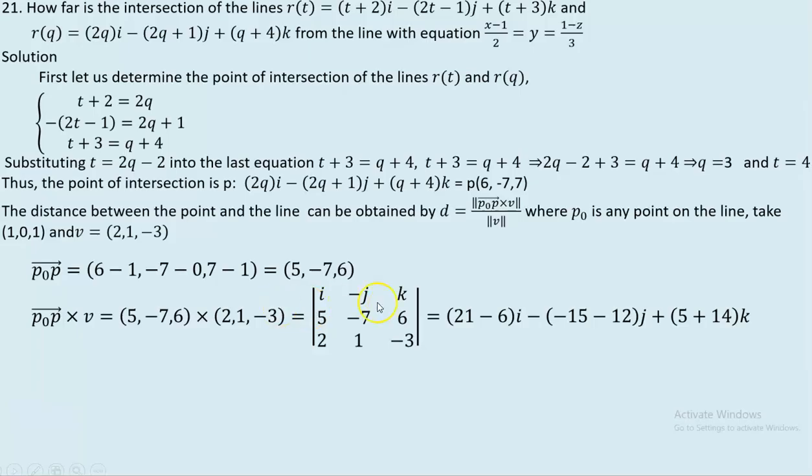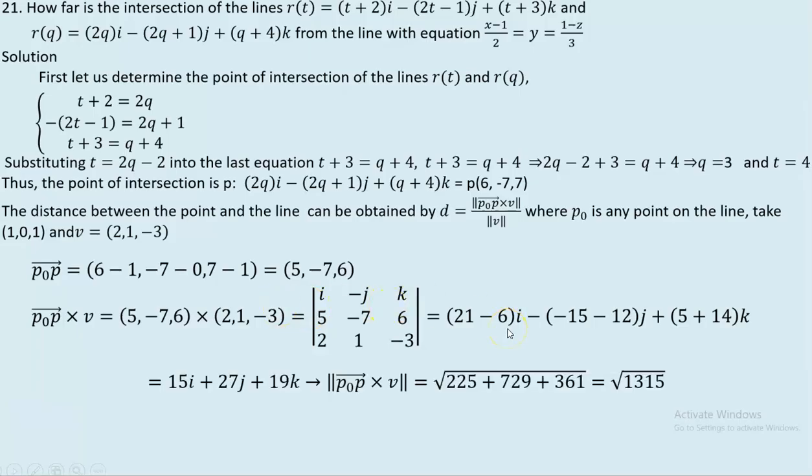As you are taking the cross product, you are going to have this vector, as you see, 15i plus 27j plus 19k. So we need to find the norm of this, because that one is required in the numerator. So this is going to be 15 squared, 225, 27 squared, 729, and 19 squared, 361. As you are taking the sum, you will obtain this to be 1315. So this is considered as your numerator value.